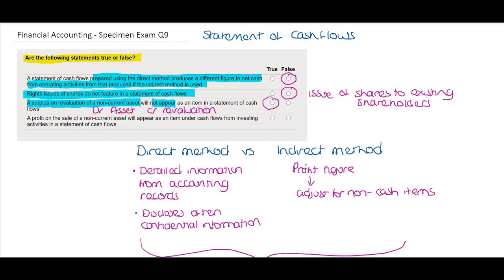Finally, the last statement says that a profit on the sale of a non-current asset will appear as an item under cash flows from investing activities in the statement of cash flows. Our profit figure does not equate to cash. When looking at a disposal of a non-current asset, in that transaction, the cash element is the proceeds. If you were using the indirect method, there would be an adjustment for the profit figure because it is a non-cash item. However, in the area cash flows from investing activities, we would put the proceeds figure in instead of the profit figure. And so therefore this statement is false.